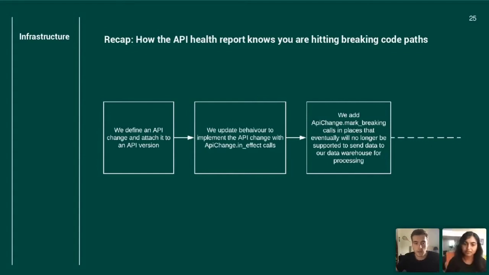To recap, we define an API change and attach it to an API version. We then update our behavior to implement that change with the .inEffect calls, and then we add .markBreaking calls to store information about how API consumers are still using the outdated behavior.